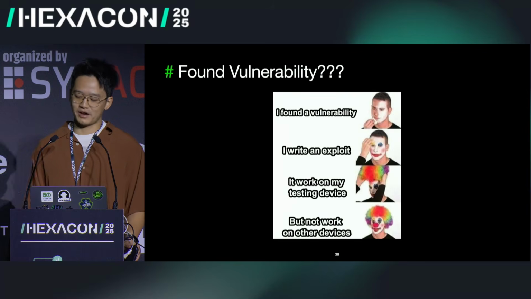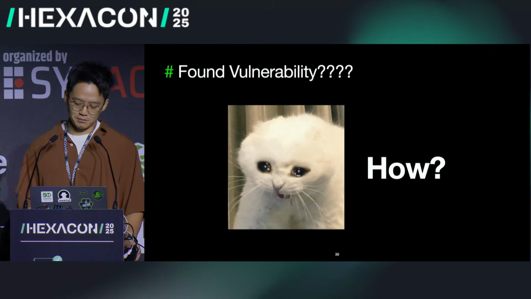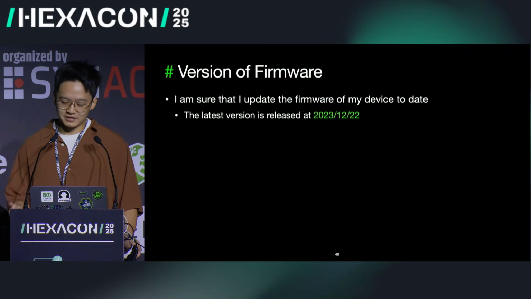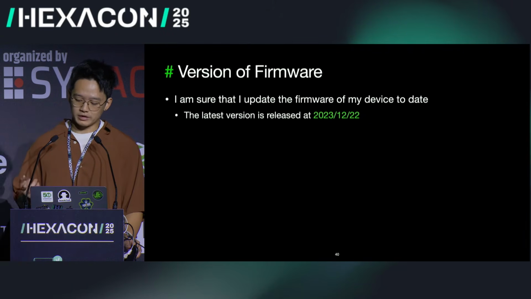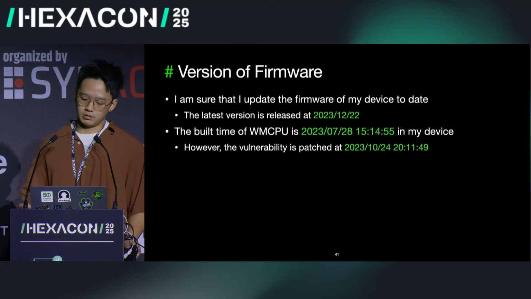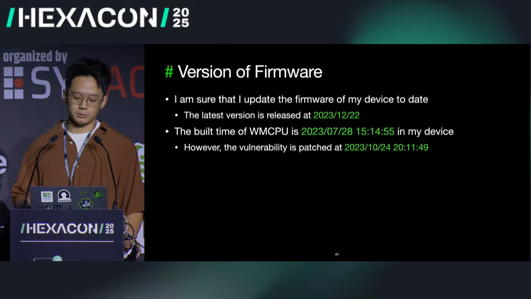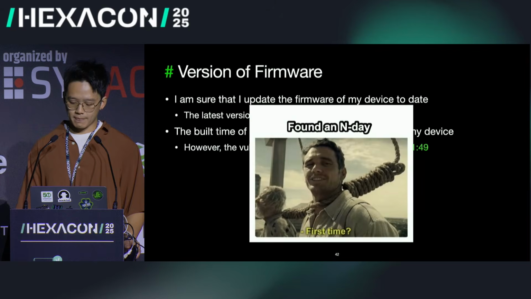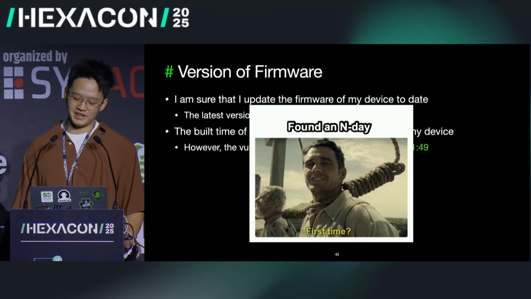The exploit didn't crash devices with the same chipset. But how? I'm confident that the testing device I used was updated to the latest version, which was released on December 22. Although it was released on December 22, it still contained an older version of WMCPU firmware, which was built on July 22. After further investigation, I collected firmware from various sources and found that this vulnerability had already been patched in the version released on October 24. So what I found was an end day.